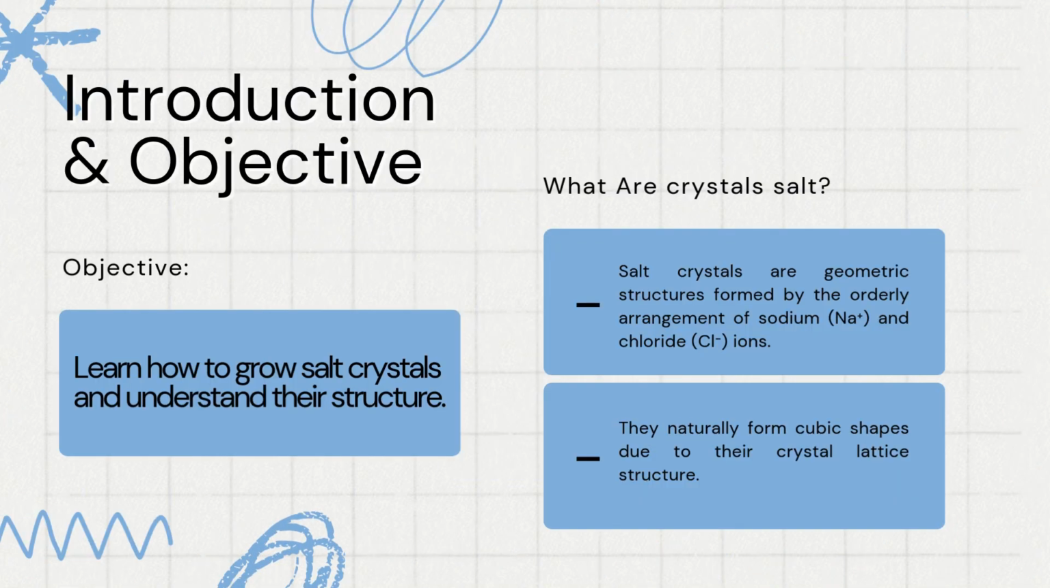Next, we move to the introduction and objective part, where our objective is to learn how to grow salt crystals at home ourselves and understand their structure. But what are salt crystals? Firstly, salt crystals are geometric structures formed by the orderly arrangement of sodium ions and chloride ions. They naturally form cubic shapes due to their crystalline structure.